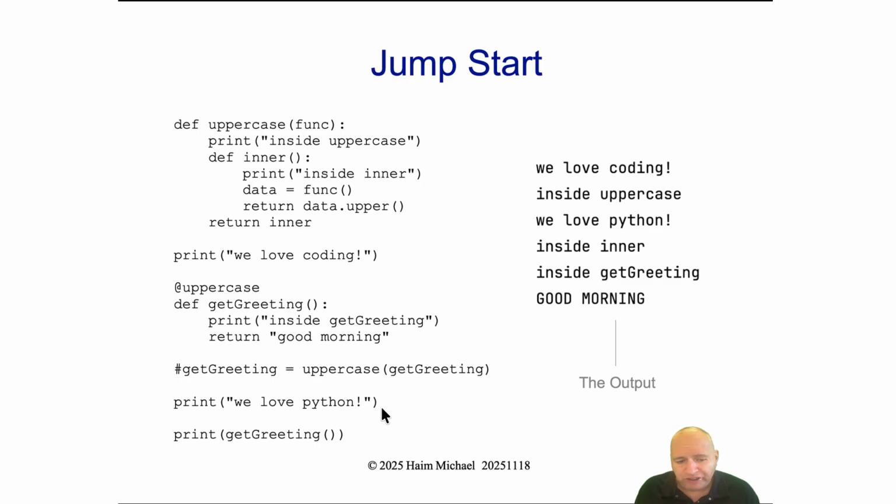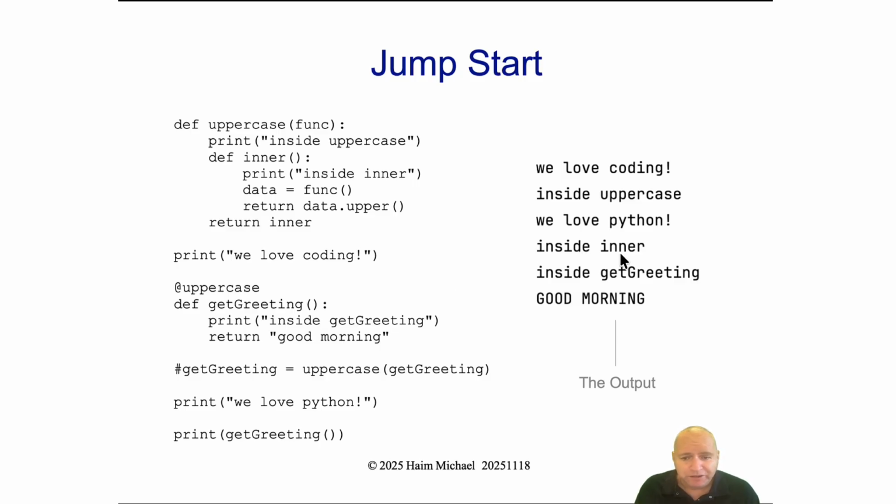The program continues, and then when we call getGreeting, and getGreeting should return something, actually what is invoked is the inner function of uppercase, because as we said, getGreeting was assigned with the return value when uppercase was invoked. So now the next output we get is the text inside inner, due to the invocation of inner. Inner is invoked instead of the getGreeting function that was defined. So we get printed inside inner.